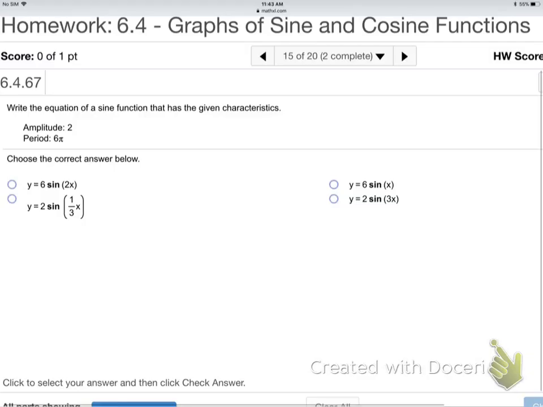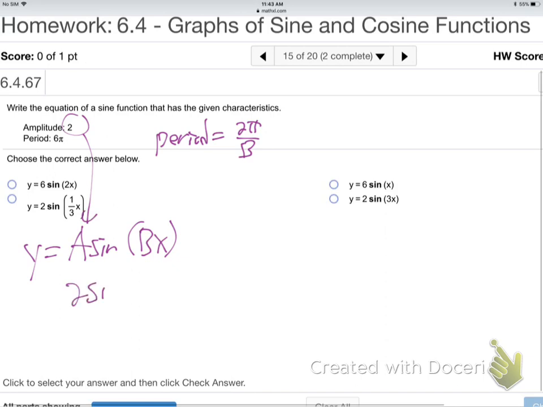So they're giving me an amplitude, they're giving me a period, and they want me to write a sine function. Well, remember the period is 2 pi over b. We're wanting to find a sine bx. That's generally what we're trying to find, right? Just set up a general formula. What's the a? That's just the 2, right? So it's 2 sine, and now we need to find the b.